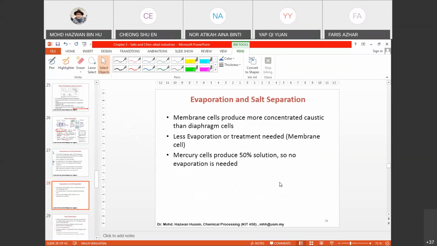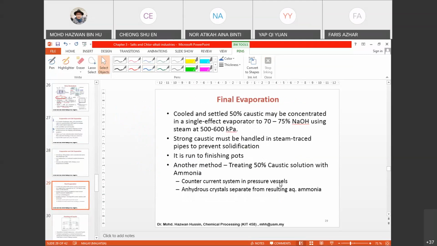Membrane cell produce more concentrated caustic than diaphragm cell, less evaporation or treatment needed, especially for membrane cell. And then mercury cell produce around 50% solution, so no evaporation is needed. So this is part of the advantages of mercury cell that you have come out earlier on.